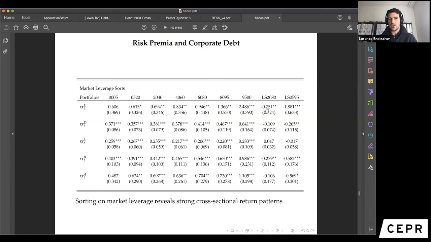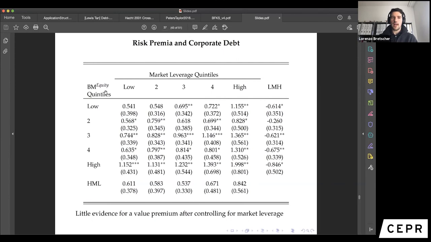If we do double sorts on market leverage and book to market equity, we find that along the leverage dimension, which is the horizontal dimension, there is some significance, at least in our sample, even though the right sign, HML is not statistically significant, okay? So there's little evidence for a value premium after controlling for market leverage, which is in line with a recent paper by Doshi and coauthors in the JF.